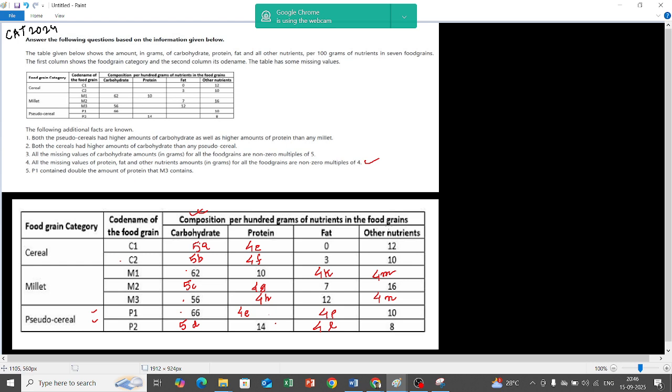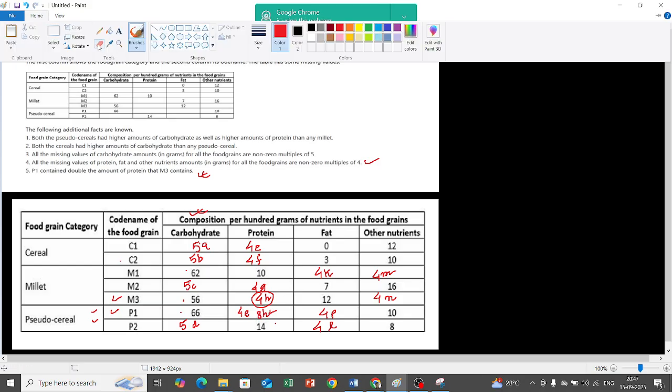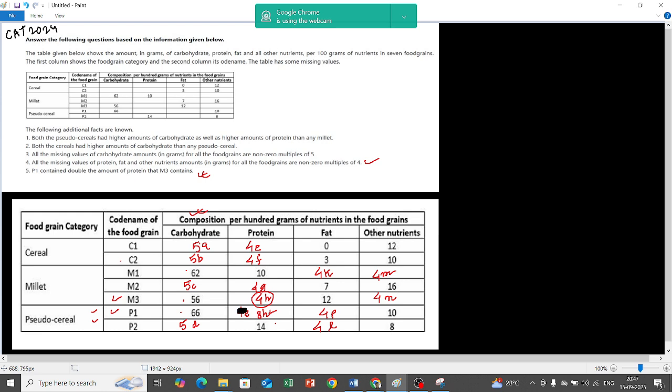Now instruction number 5: P1 contained double the amount of protein than M3 contains. Come to P1, talking about protein, this one. P1 contained double the amount of protein than M3. So here we have M3, here we have 4H. If this is 4H, then this is going to become what? 8H, yes or no? Did you understand?